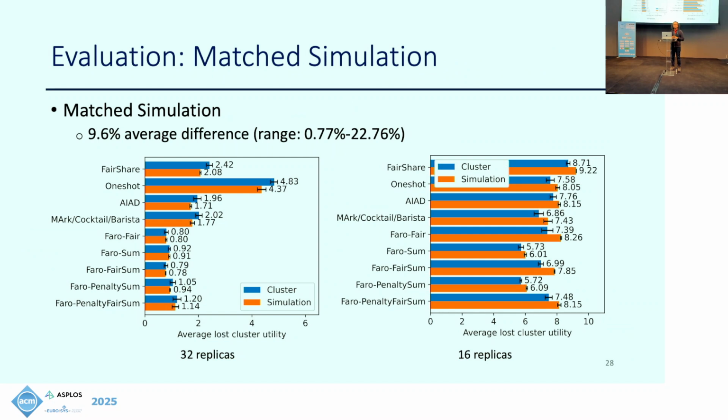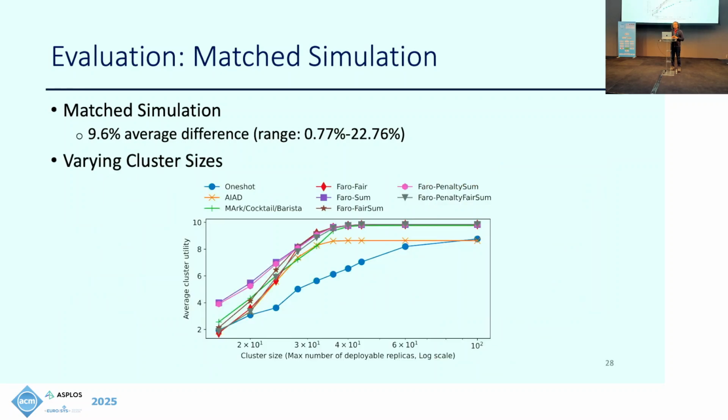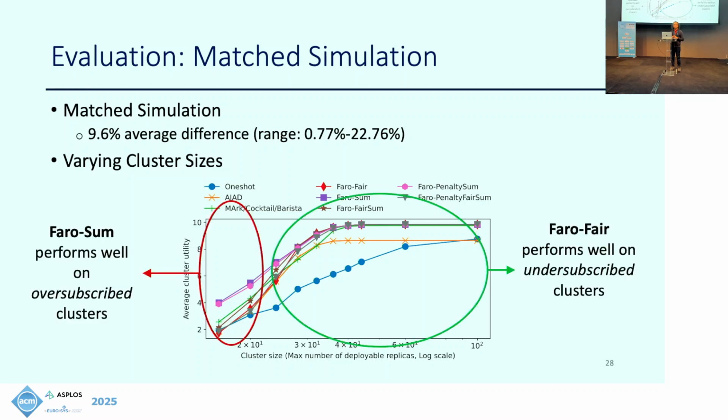We also wrote a simulation. We did not just do deployments, we also wrote a simulation, and we matched the simulation with the deployment so that we can then scale the simulation to much larger cluster sizes than the deployment allows. We measured the difference in performance and accuracy between the simulation and the deployment, and it's about 9.6%. Based on that, we're able to do larger scale experiments with up to hundreds of replicas, and the nutshell of this is that the Faro sum and Faro fair variants perform the best overall. Faro sum is slightly better when you have oversubscribed, when you have limited resources. Faro fair is slightly better when you have sufficient resources. But more or less, they perform similarly.